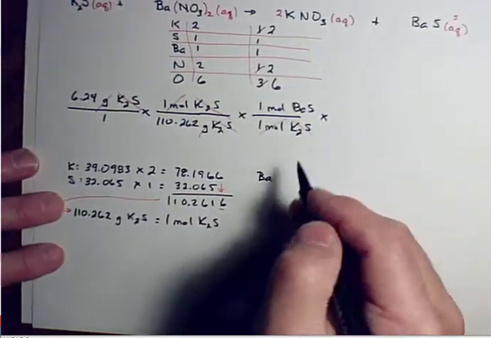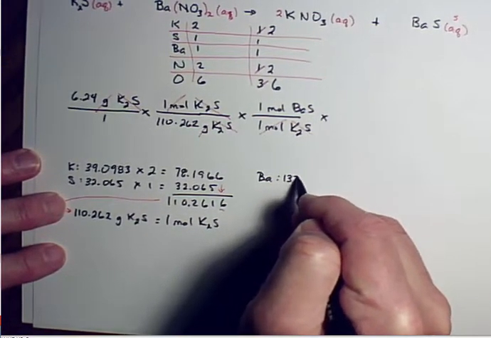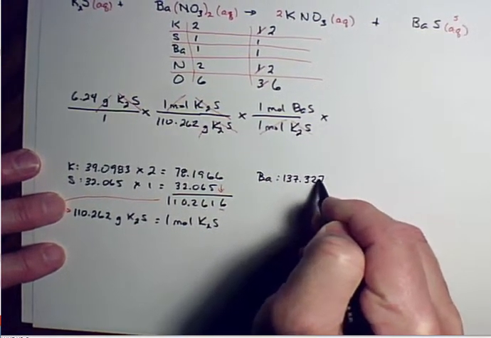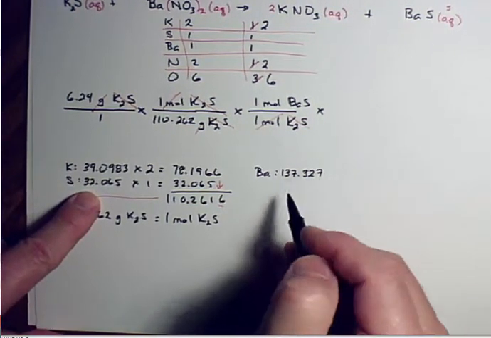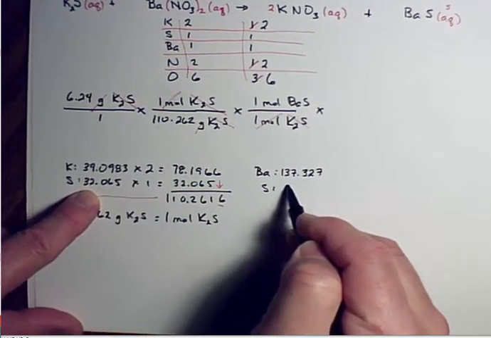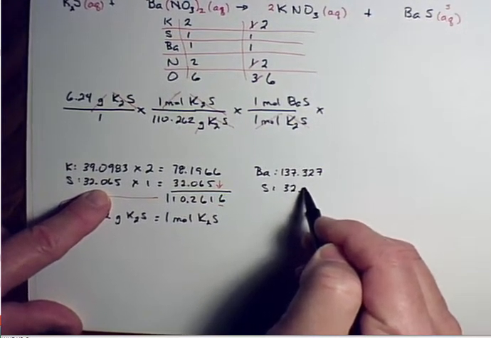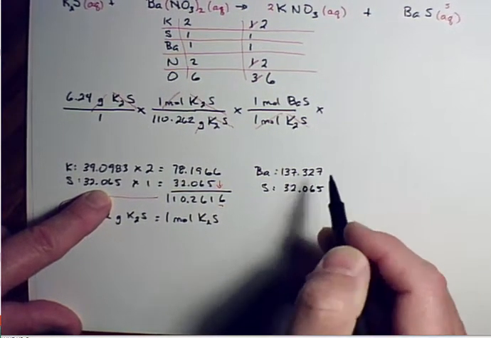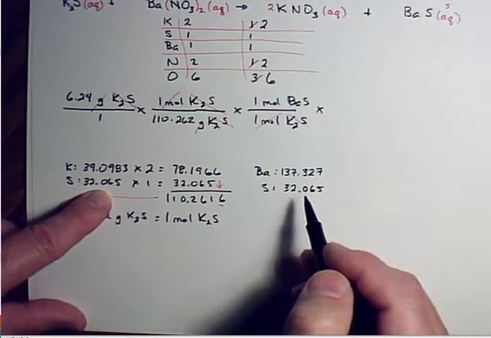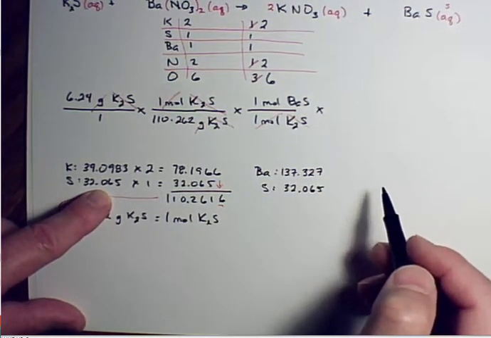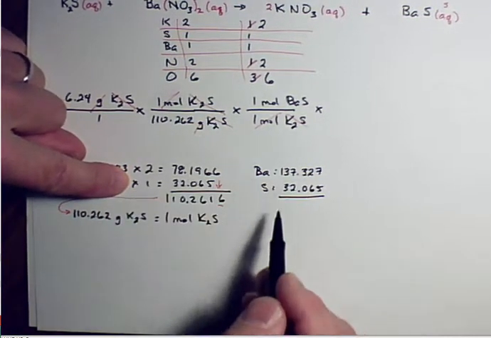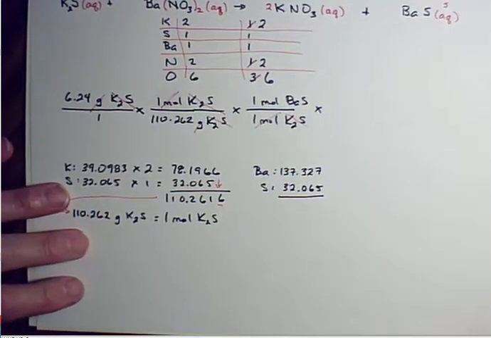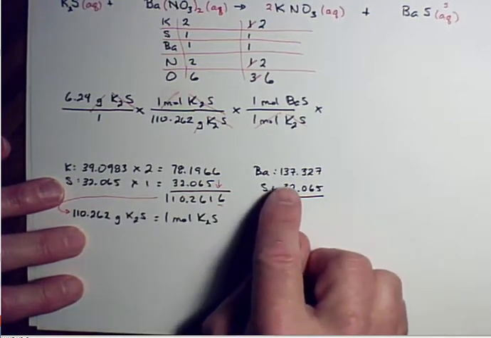is 137.327. And the atomic mass of sulfur we already found was 32.065. Since I only have one of these, I don't really need to multiply by 1. I could just add these together. This is the only case where you don't have to do the times something over here. I'm going to add these together.